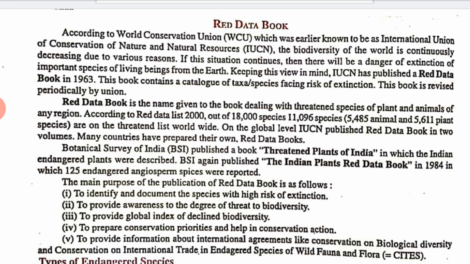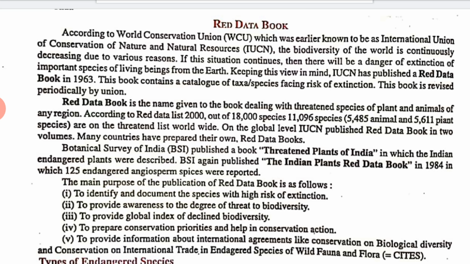Clear? Now, Red Data Book is the name given to the book dealing with threatened species of plants and animals of any region. According to the Red Data Book list in 2000, out of 18,000 species, 11,096 species are on the threatened list worldwide. Can you imagine? 11,000 out of 18,000 species are on the threatened list. On the global level, IUCN published the Red Data Book in two volumes. Many countries have prepared their own Red Data Books.